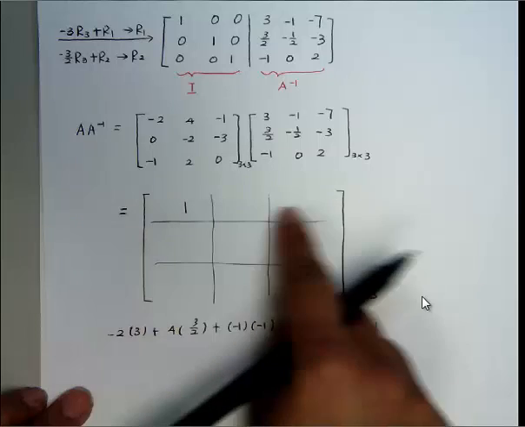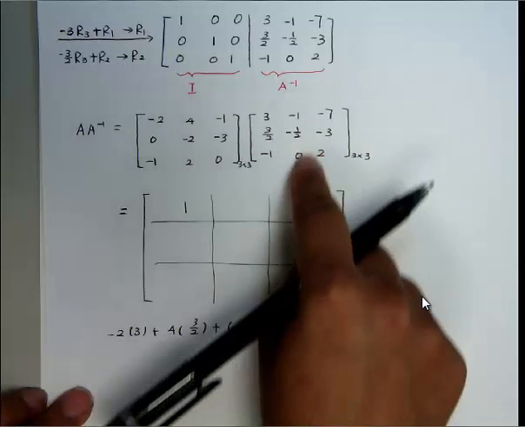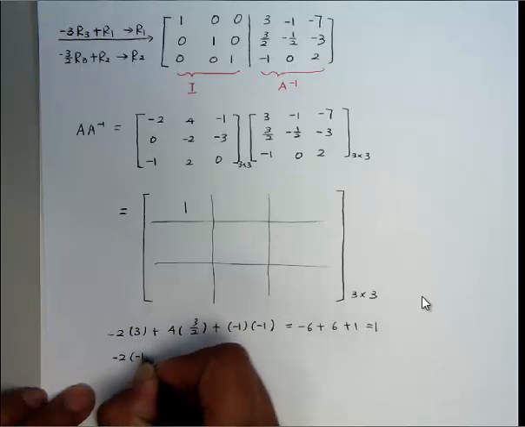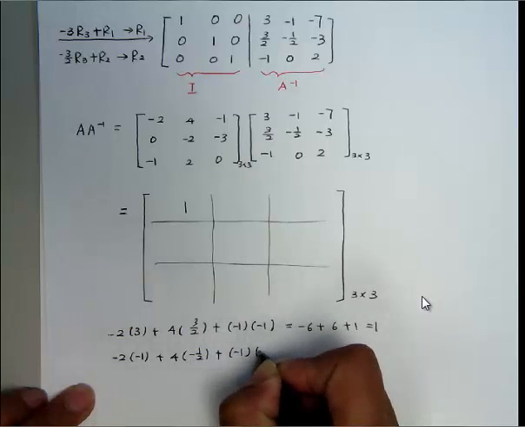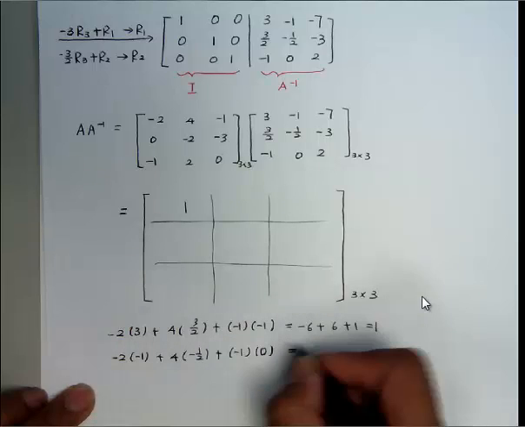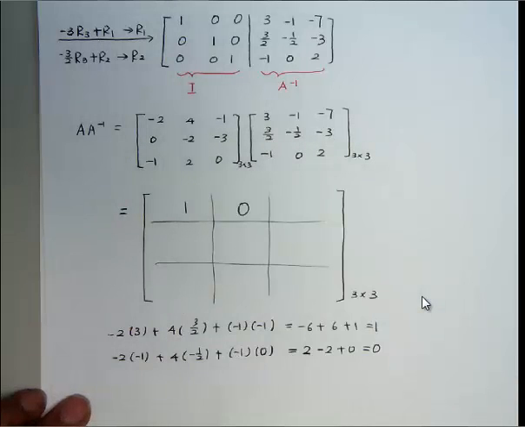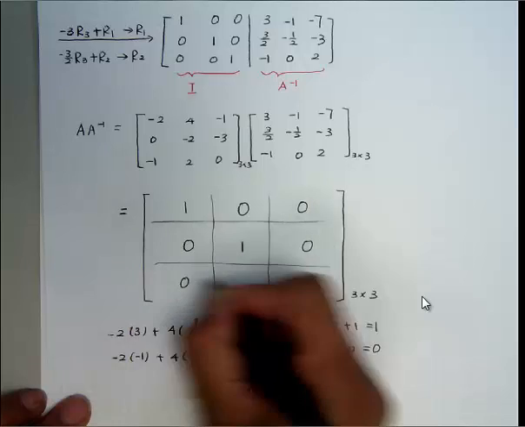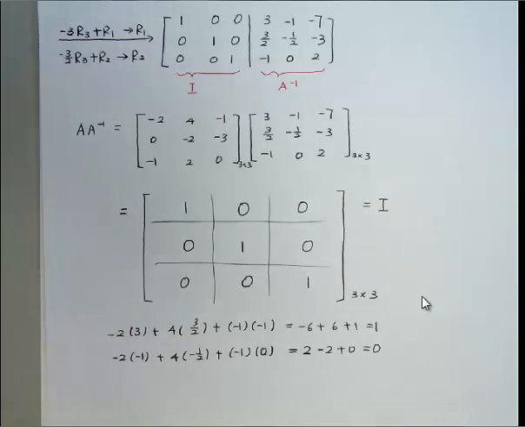Okay, moving to the next one. This one is first row, second column. So again, the row comes from the first matrix. The column comes from the second matrix. And you can see this is negative 2 times negative 1 plus 4 times negative 1 half plus negative 1 times 0, and this is 2 minus 2 plus 0, that gets 0. If you carry these calculations along, you find out this is 0 and this is 0, 1, 0, 0, 0, 1, which is the identity matrix. Yes, it's true for A times A inverse.